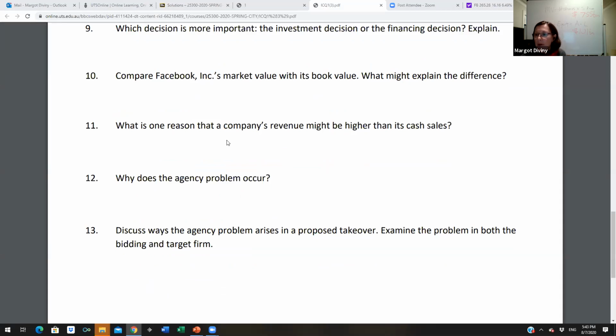Revenue's made of, sorry? Receivables? Yes, so you've got cash sales and you've got credit sales. So obviously the combination of the two is the revenue.